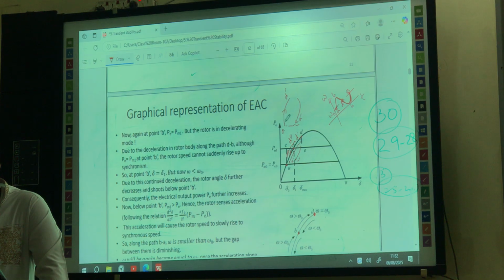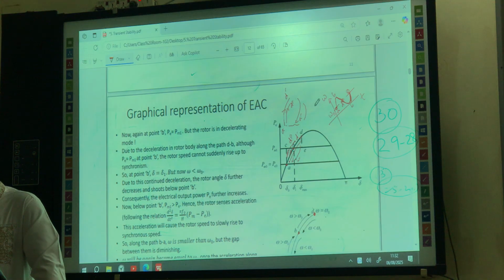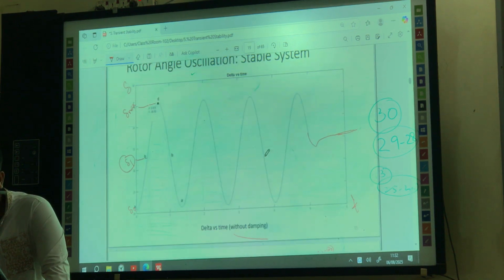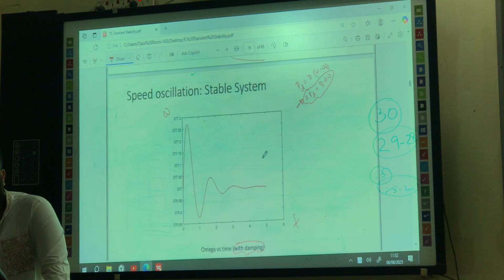Again it's from A prime to some small value of T, there is the D double prime, again from this D prime to A double prime, like this. So gradually the oscillation will decay, right? That's why the omega versus T curve you will see it like this. Okay. So whenever there will be some damping, you will see that.